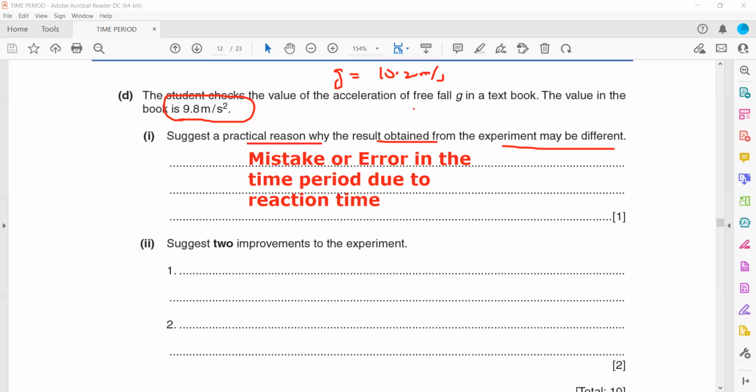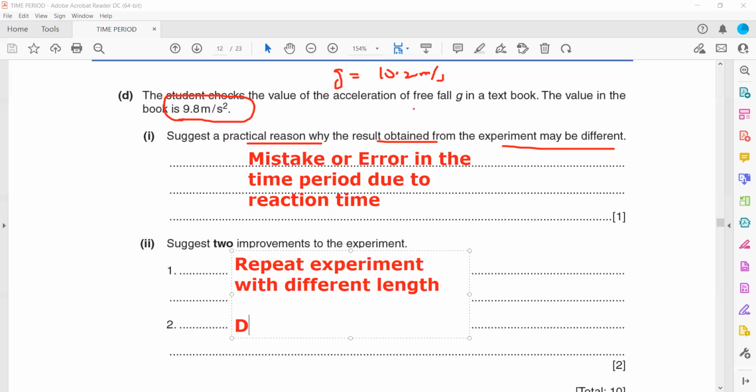Then suggest an improvement in the experiment. So what can we do? If we want to improve the experiment, because it's done only one time, we just measure the length one time and did the experiment, we should repeat the experiment, use an electronic stopwatch, or change the number of oscillations. So if you want to improve, we will repeat the experiment with different lengths. And to avoid reaction time, we can use digital timers or light gates. That's how we can improve this experiment or get a more accurate result.